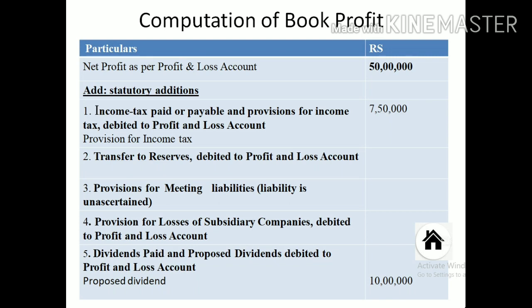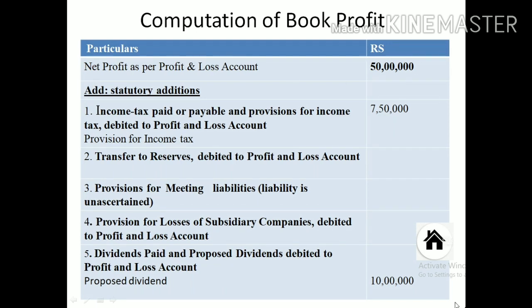Okay. Then first we have to take net profit as per profit and loss account, which is 50. Calculation of book profit under MAT provision. In that, first you should take net profit as per profit and loss account, which is how much? 50 lakh. Then for this you should go for statutory additions. The first one, income tax paid or payable and provision for income tax debited to the profit and loss account. This is the first item in statutory additions.